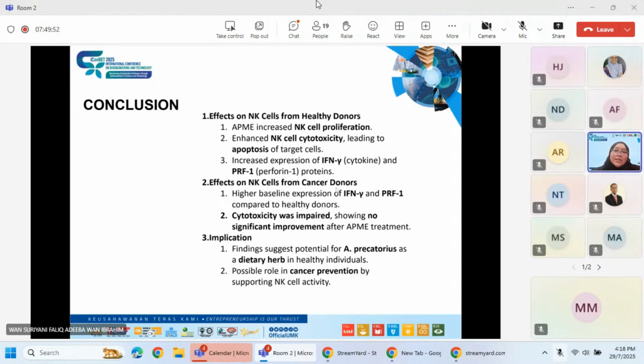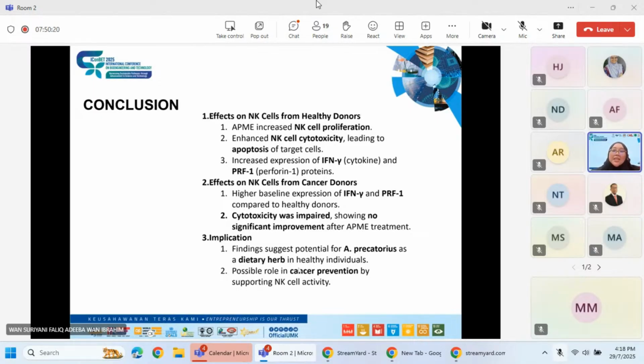So we can say that in conclusion, we found that the APME can increase the NK cells proliferation, enhance the cytotoxicity, leading to the apoptosis of the target cells, increase the expression of the cytokine and also the perforin-1 proteins. However, in cancer NK cells, the cytotoxicity was impaired and showing no significant improvement. So, ladies and gentlemen, please take care of yourself.